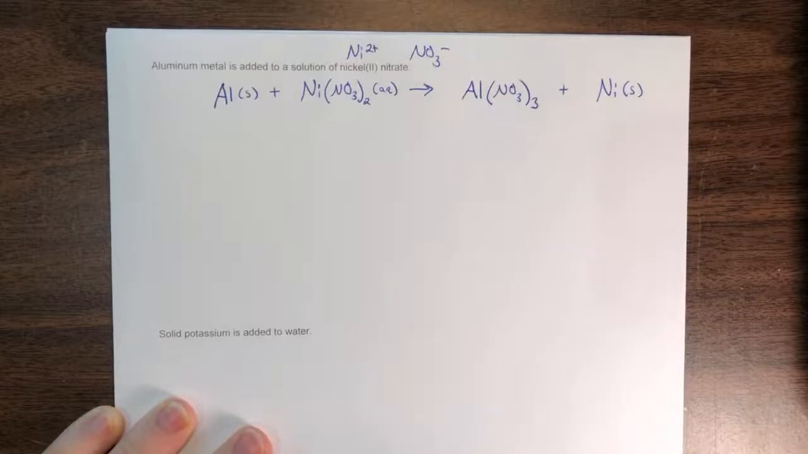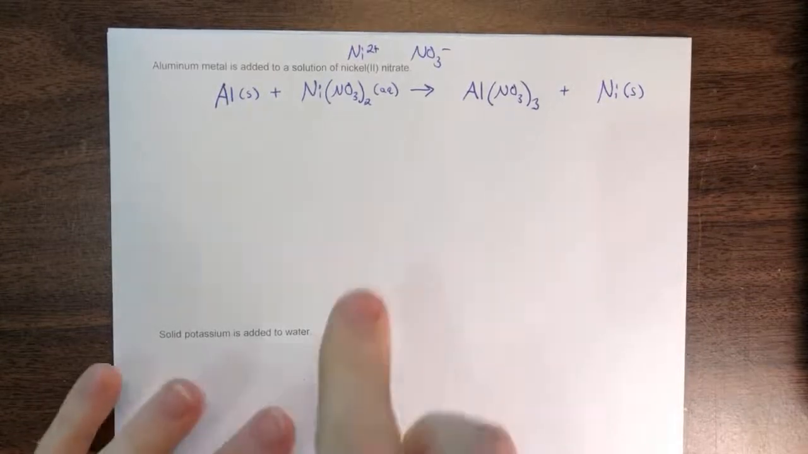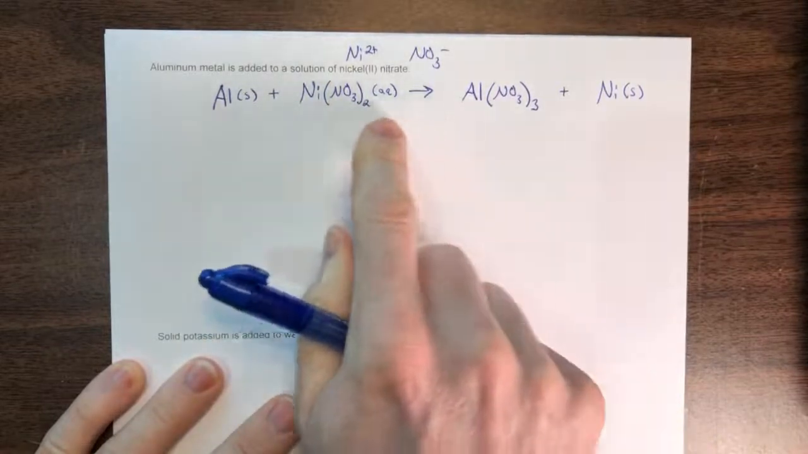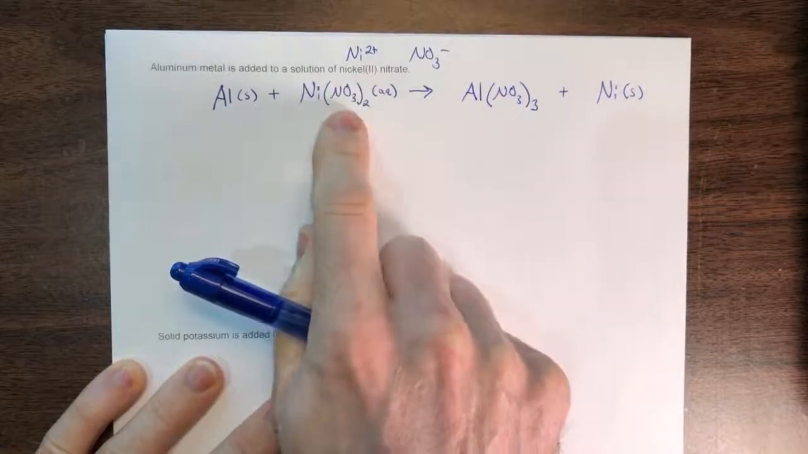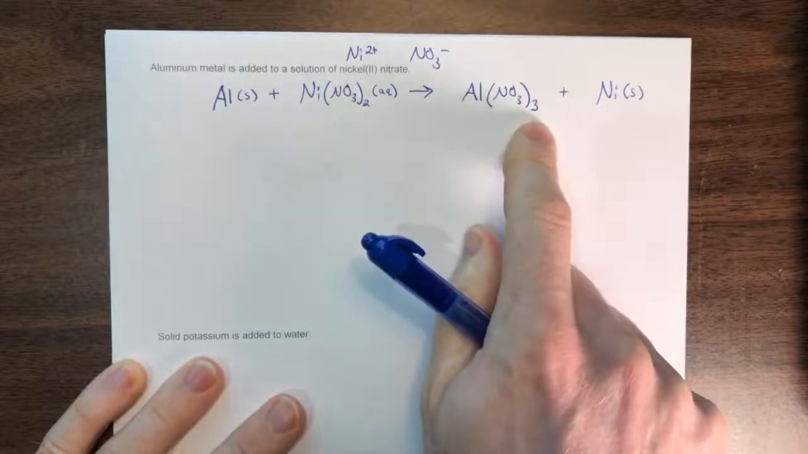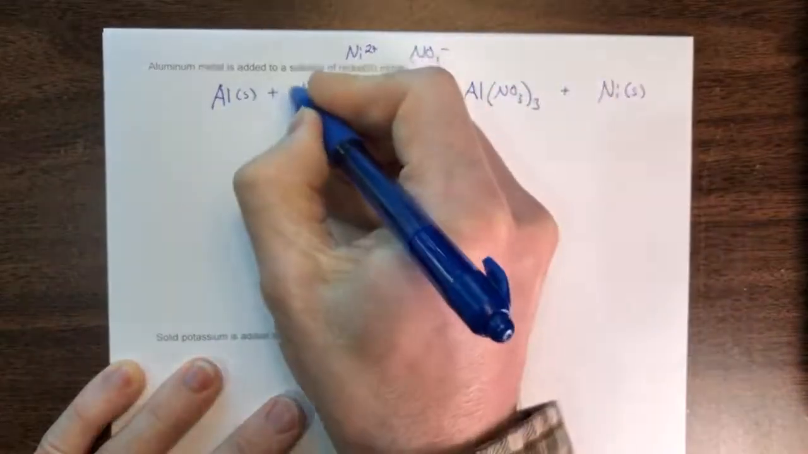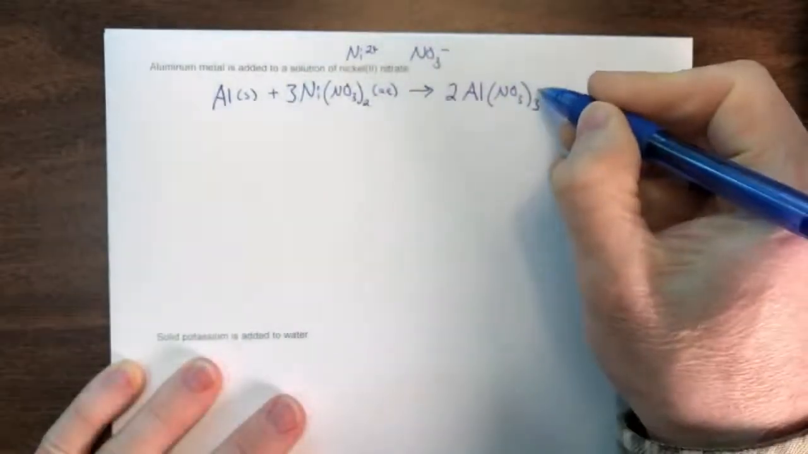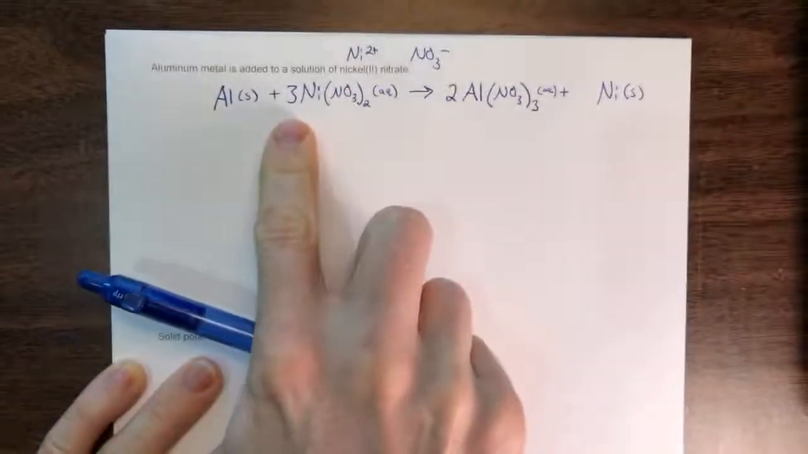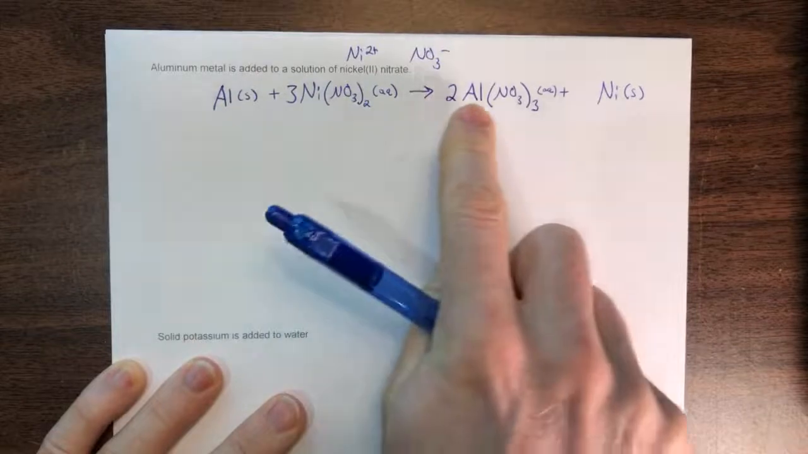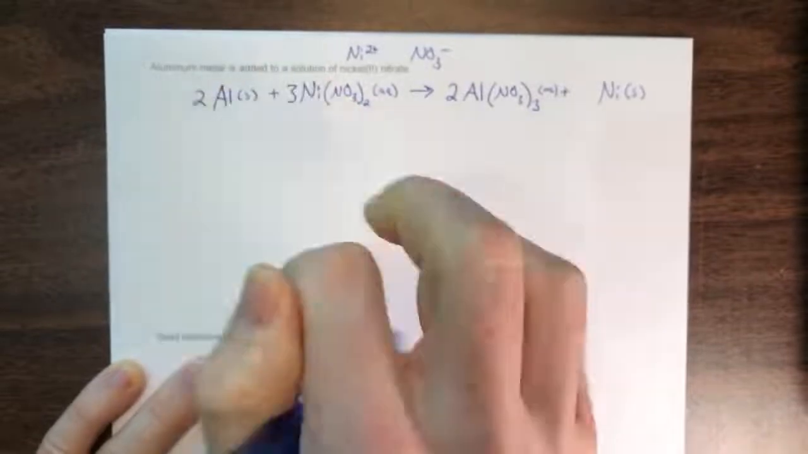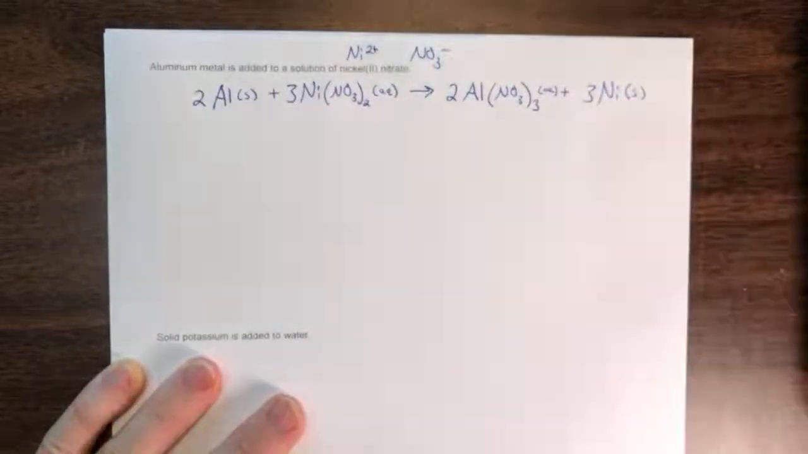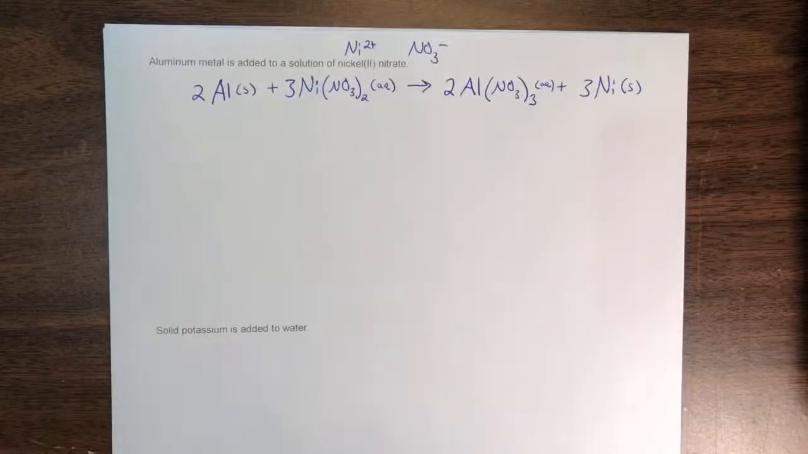All right, we need to balance this. This is going to be a little bit more annoying because of the balancing here, but it's not so bad. I'm going to balance the nitrates first. Don't balance nitrogen and oxygen separately, just balance the nitrates. So we have 2 nitrates here, we have 3 nitrates here, so we're going to balance them by putting a 2 here and a 3 there. That's going to give us 6 nitrates. 3 times 2 is 6 nitrates. 2 times 3 is 6 nitrates. So nitrates are balanced. Now we have 2 aluminums, so we need a 2 here. And we have 3 nickels, so we need a 3 there. And everything's balanced.